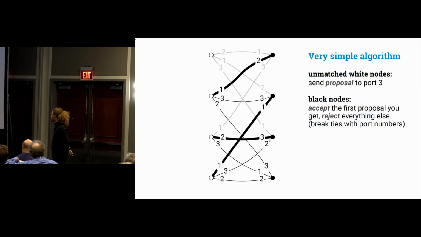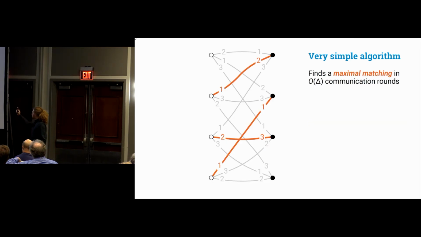And the question, of course, is how fast did we get this? Now, if we think about it, each white node sends at most one proposal over each edge. So at most delta proposals are sent per edge. So we need delta rounds for sending the proposals. And each black node answers at most once via each edge. So also for the answers, we need at most delta rounds. So we can perform the whole thing in O of delta communication rounds.